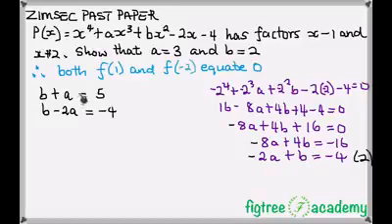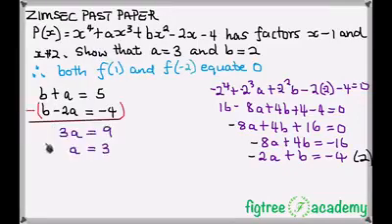B plus a is equal to 5. Then here I have just rearranged. B minus 2a is equal to minus 4. Therefore I will subtract the second equation from the first equation, since here I have similar terms. B minus b is equal to 0. A minus minus becomes positive. A plus 2a is equal to 3a. 5 minus minus 4, which means 5 plus 4 is 9. So 3a is equal to 9. A is equal to 3.